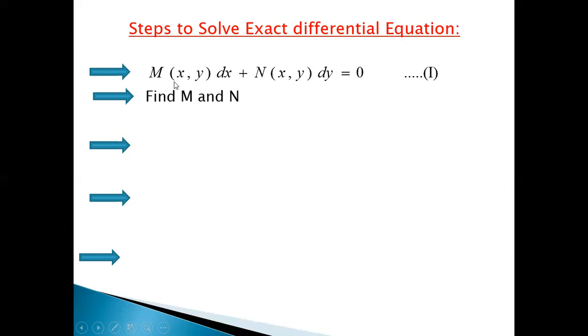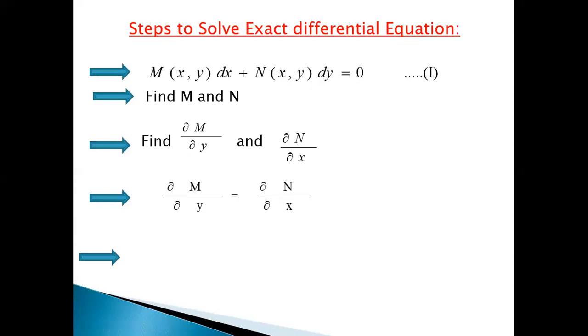What is M? M is the multiple of dx. And what is N? N is the multiple of dy. In whatever equation, first the multiple of dx is known as M and the multiple of dy is known as N. Now the second step is to find del M by del y and del N by del x. So we have to find the partial derivative of M with respect to y and the partial derivative of N with respect to x. Now, we have to check if both derivatives are equal or not.